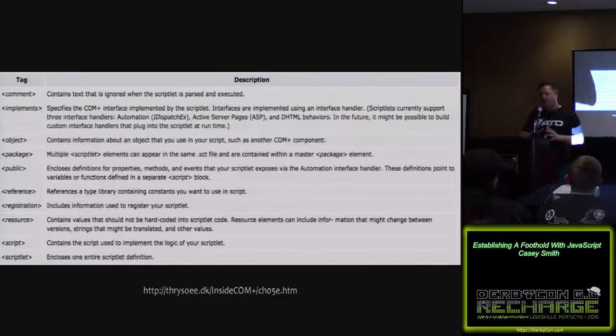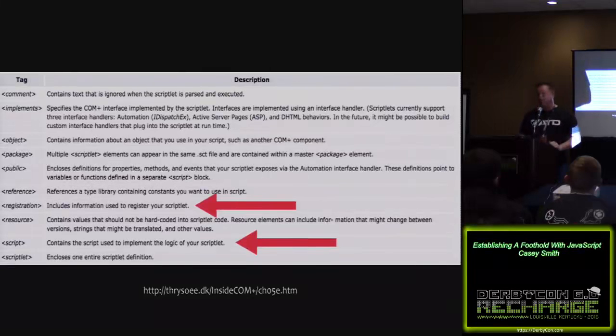I just added this slide here for reference. There are about 9 different elements that could go into an SCT file. You can create the COM scriptlet object. The ones that we're primarily interested in, though, are the script block and the registration block. There are other things that you can do here, and I would leave it for you to explore, but for now we're just going to talk about those 2 areas.